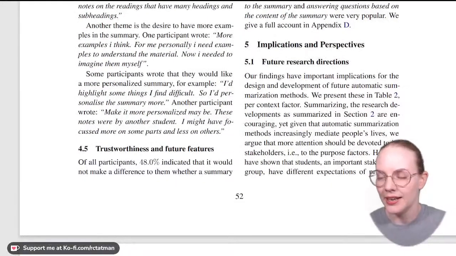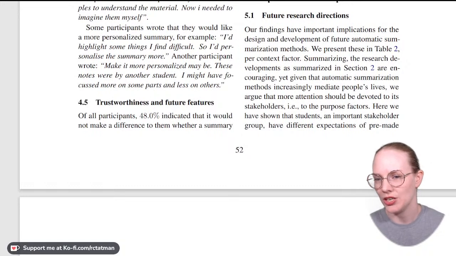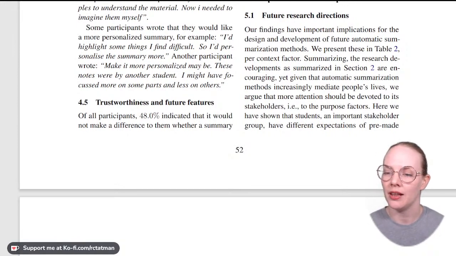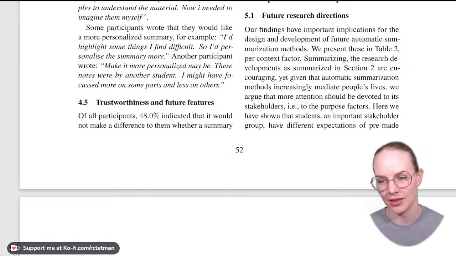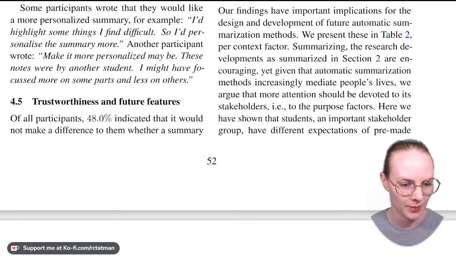All right. Implications, applications and perspectives. So 5.1, future research directions. Our findings have important implications for the design and development of future automatic summarization methods. We present these in Table 2 per context factor. Summarizing, the research developments as summarized in Section 2 are encouraging, yet given that automatic summarization methods increasingly mediate people's lives, we argue that more attention should be devoted to its stakeholders, i.e. to the purpose factors. Oh, I zoomed out at some point.